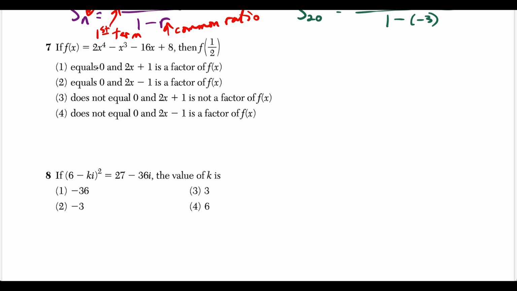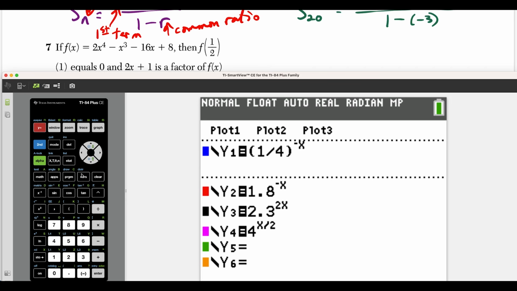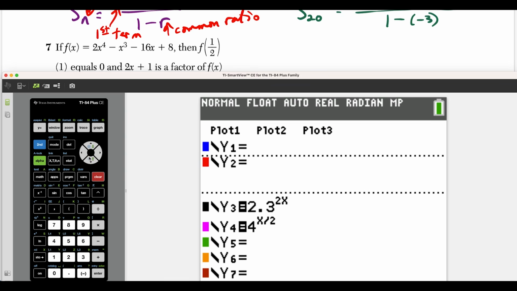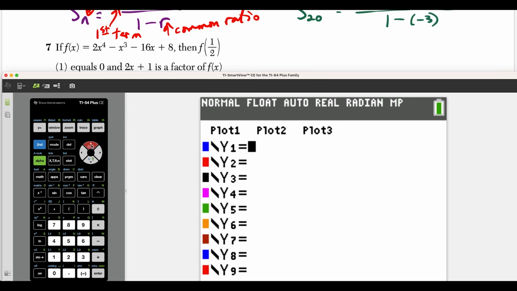Question 7: if f of x is this polynomial, then f of 1/2, and we have 4 options to choose from. So the first thing I would determine is if f of 1/2 is equal to 0 or if it's not equal to 0. So we could go back to the y equals here, and I'm just going to clear everything out. And we're going to type in the function.